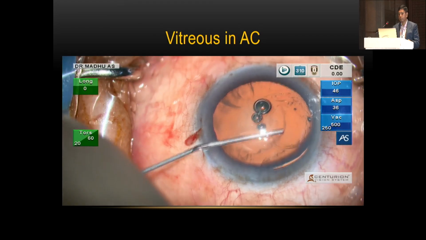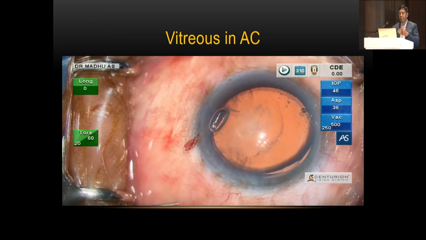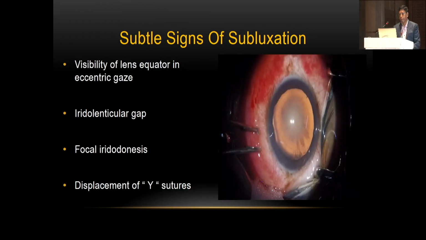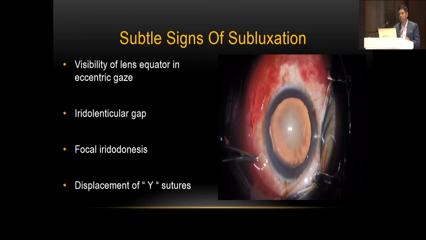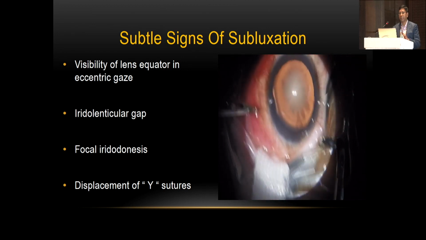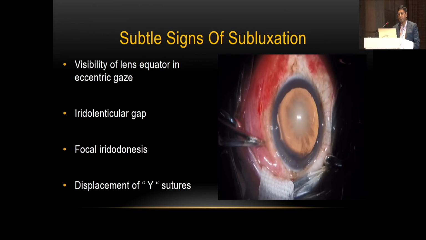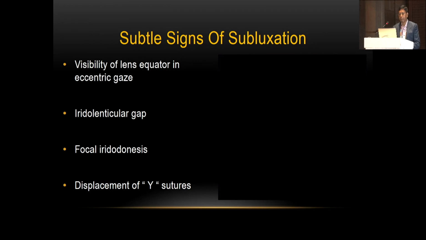So first you have to tamponade the area of this vitreous with dispersive viscoelastic. We have to look for the subtle signs of subluxation when we are dealing with a history of trauma, like visibility of the lens equator in eccentric gaze, iridolenticular gap, focal iridodonesis, or displacement of Y sutures.